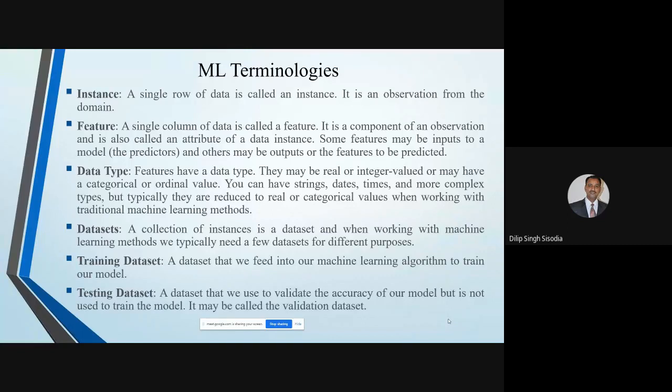So the training set is used to train the model, the validation set is used for hyperparameter tuning, and the testing set is the data set used to evaluate the accuracy of our model. Sometimes in some problems you may have seen that the performance is measured on the validation set, but it should generally be on the test set.